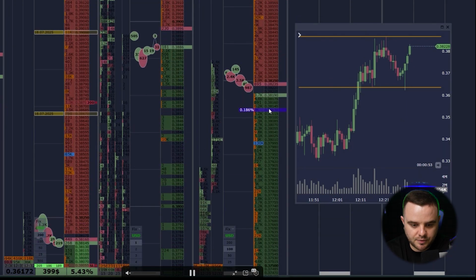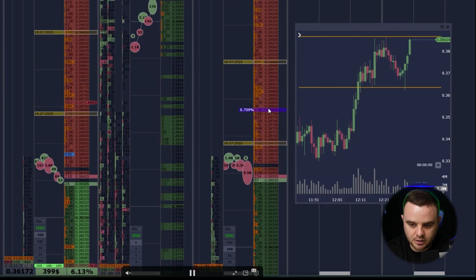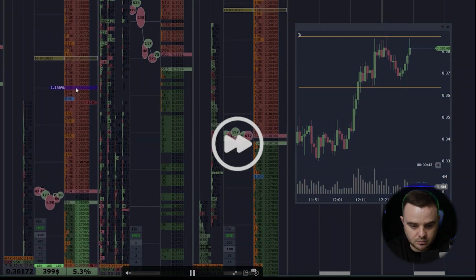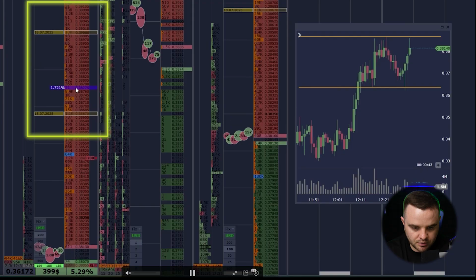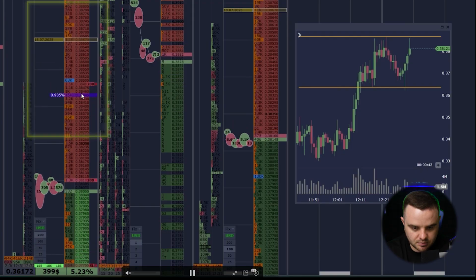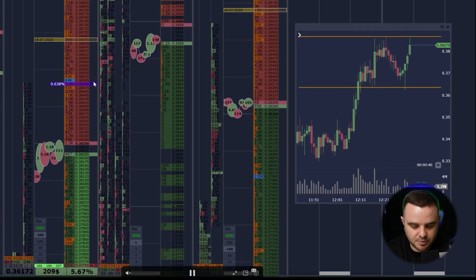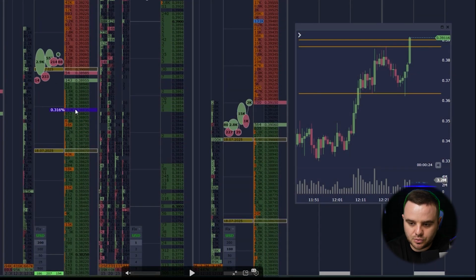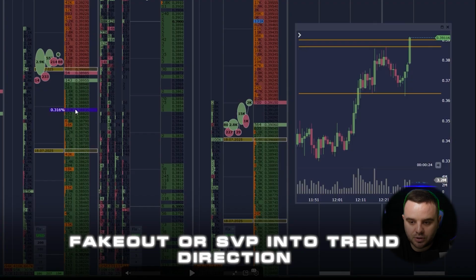Here we set up the first target before the important key level. You can see here it is the important key level, and here our first target. You can see here we set another limit order 200, and after that another one. Here we moved into spread, and at this moment we closed the first part of our position. And here, when price took this high, we closed our entire position. That's an example for you, fake out or SVP into trend direction.